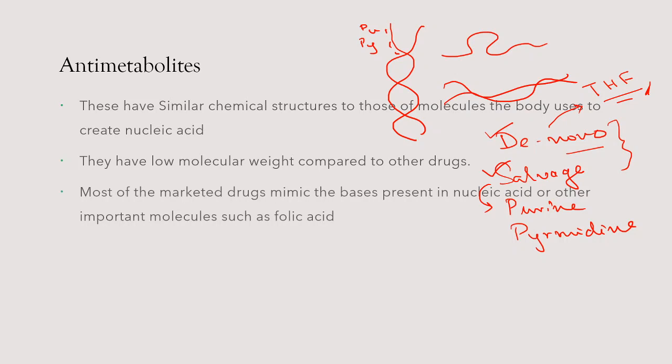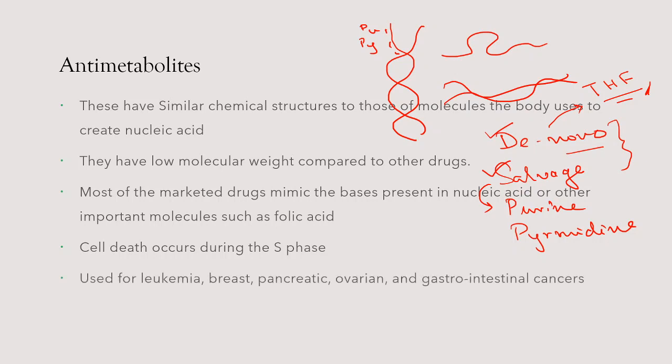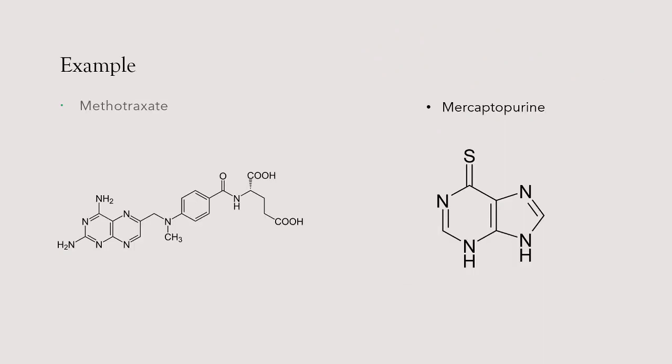These drugs mimic either the nucleic acid bases or other important nutrient molecules such as folic acid. Cell death generally occurs at the synthesis phase itself, and these drugs are mostly given for leukemia, breast cancer, pancreatic cancer, ovarian cancer, and gastrointestinal cancer.